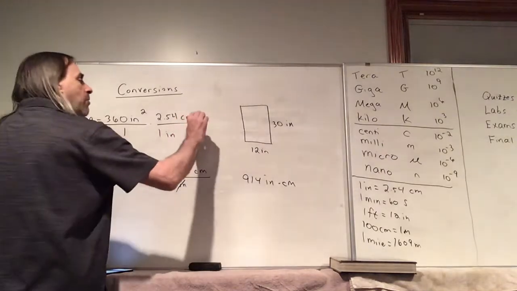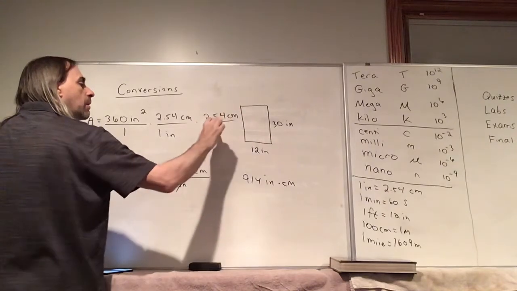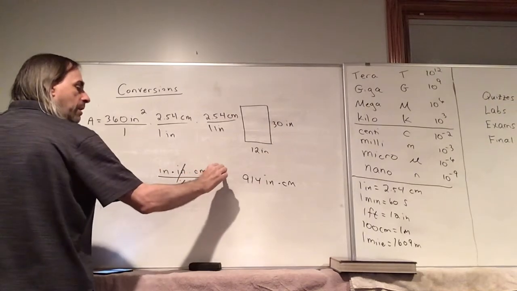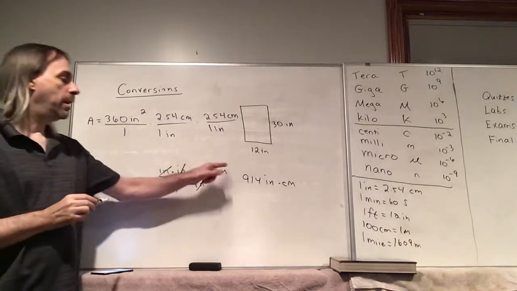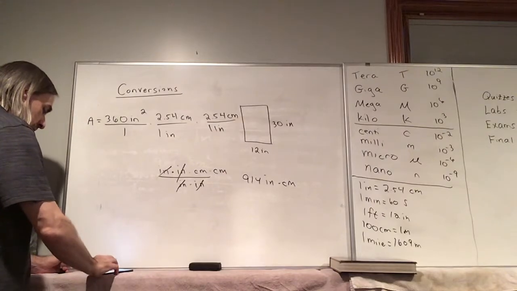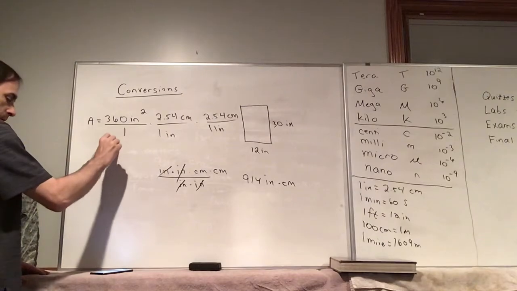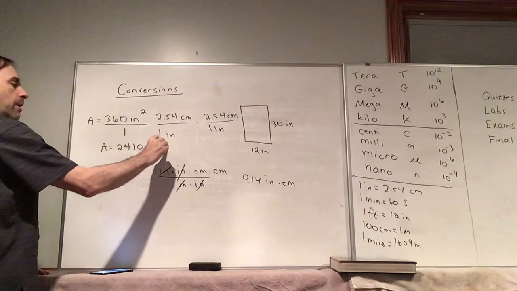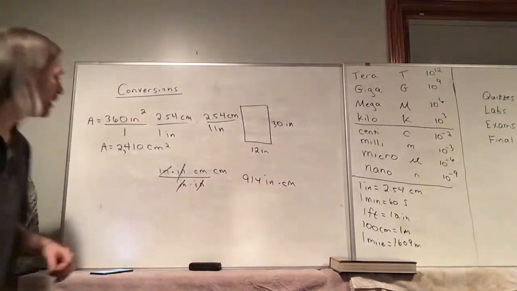And so what we'd have to do is apply this conversion factor twice. So again, now we'd have an extra centimeter here and an extra inch on the bottom, and those inches would cancel, and our units would be centimeters squared. So let's do that. So the correct answer is 2,410 centimeters squared. Well, this is also a correct answer, but not the one I was looking for.